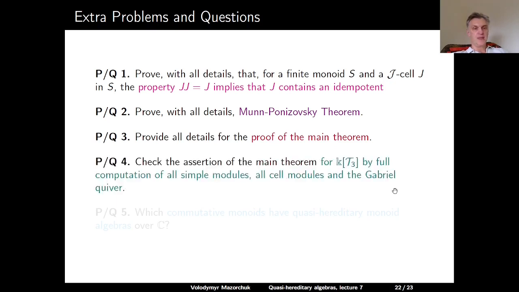Problem question 4. Check the assertion of the main theorem for the monoid T_3 of all transformations of {1, 2, 3} by explicit and complete computation of all simple modules, all cell modules, and the Gabriel quiver. And problem question 5. Which commutative monoids have quasi-hereditary monoid algebras over the complex numbers?